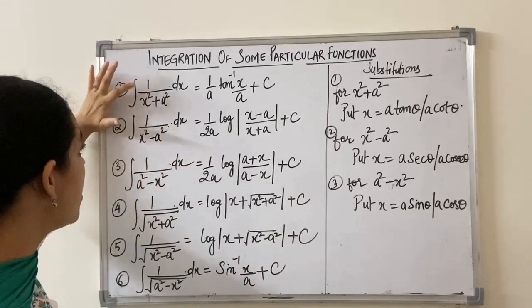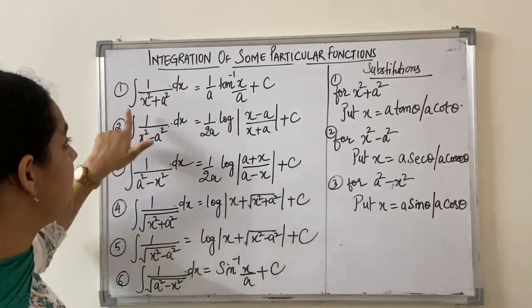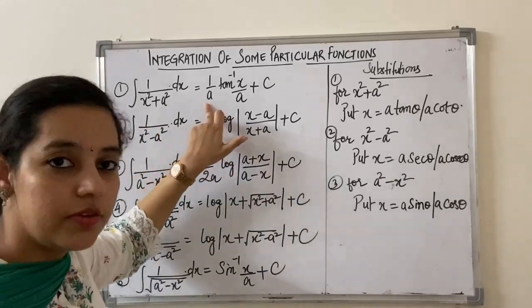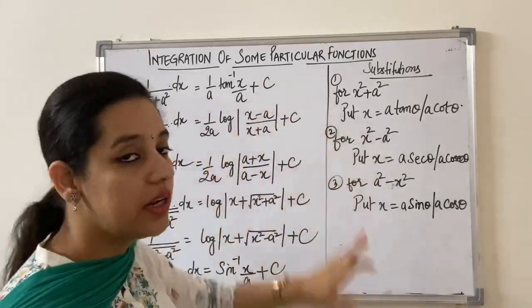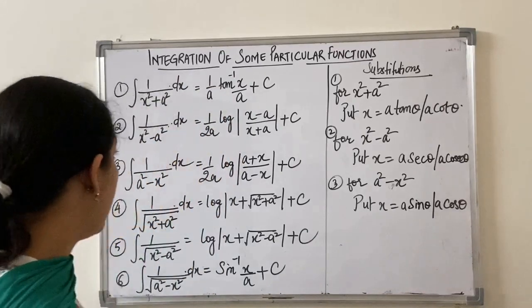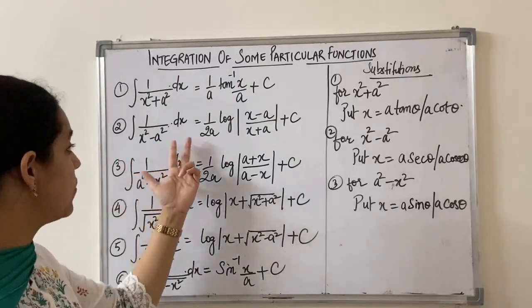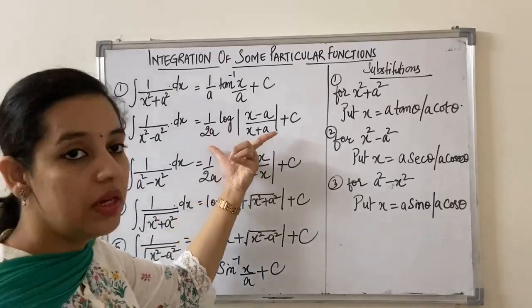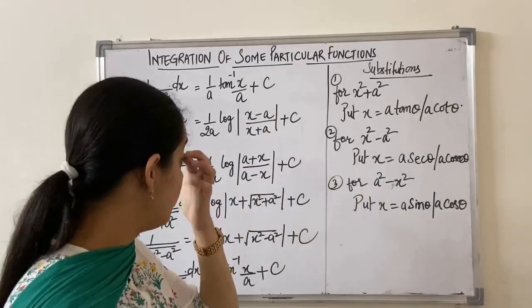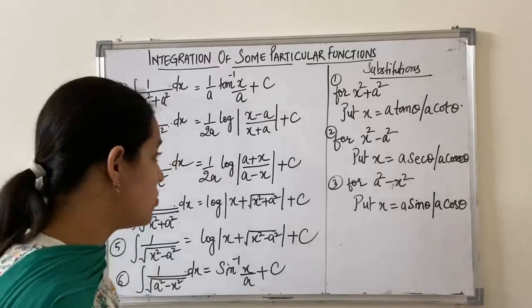So the first one is the integral of 1 upon x square plus a square dx. It is going to give you the answer as 1 upon a tan inverse of x upon a plus c. And the second one is the integral of 1 upon x square minus a square dx, and its answer is going to be 1 upon 2a log of mod of (x minus a) upon (x plus a) plus the constant c.